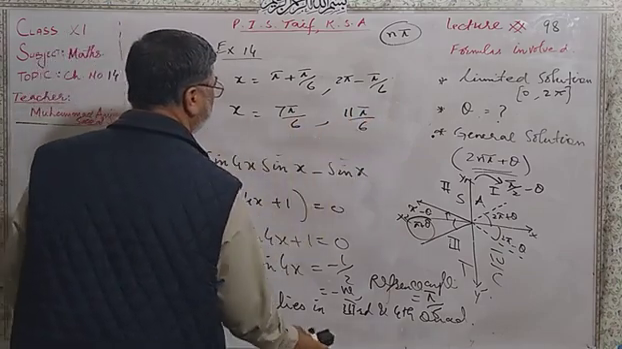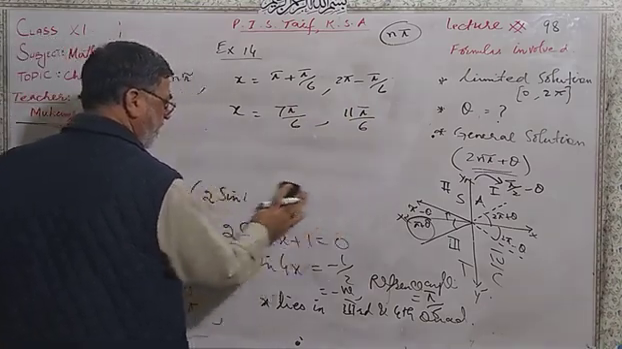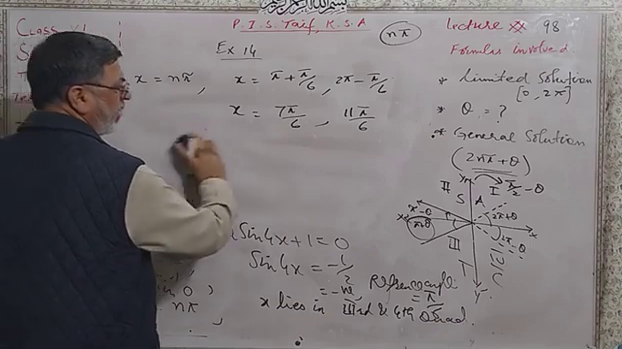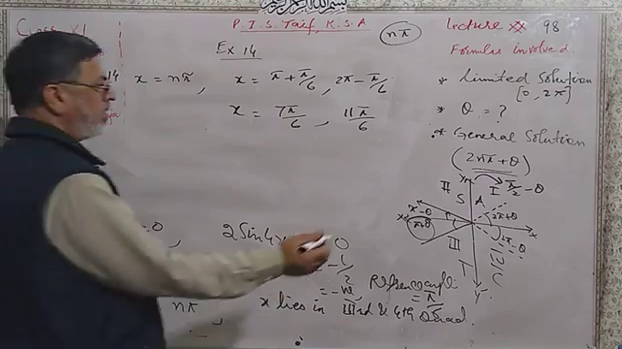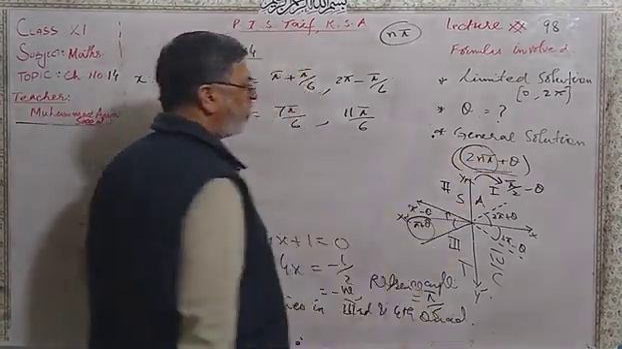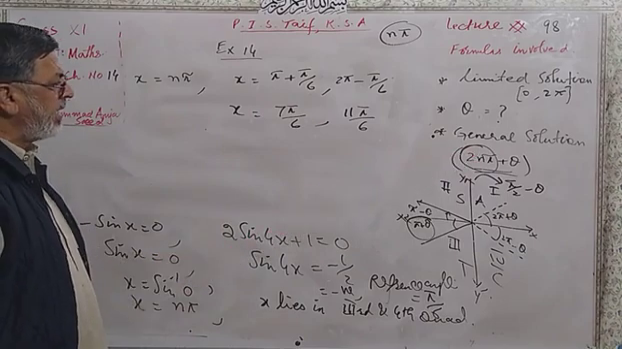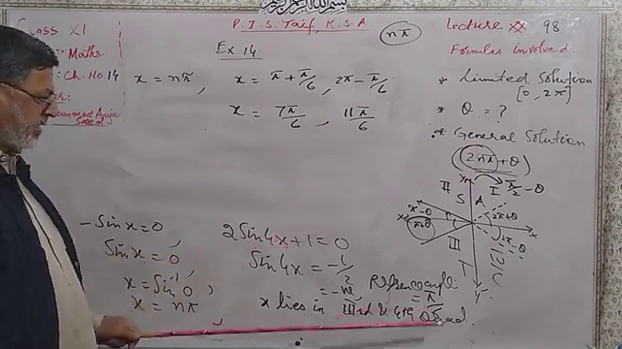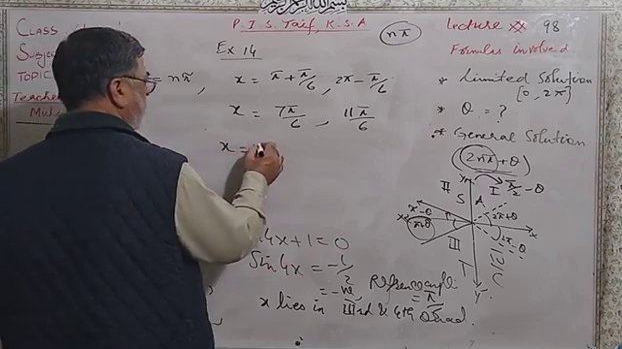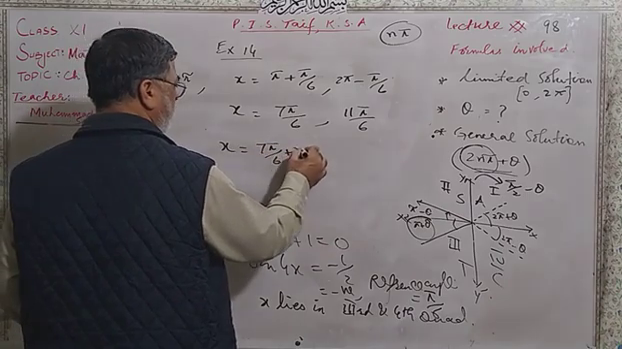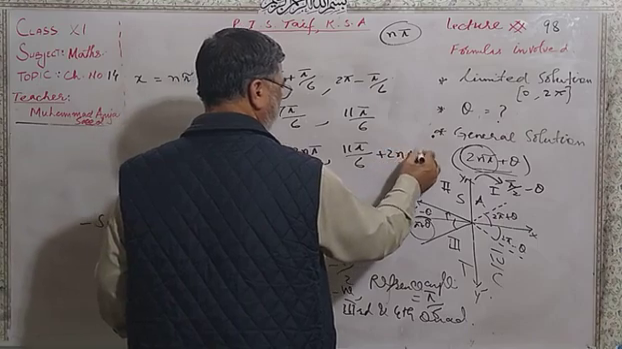Dear students, you know that in case of a general equation or general solution, for the sine function the term added will be 2n pi, because the function will be 0 at that place. So you can have x is equal to 7 pi by 6 plus 2n pi, 11 pi by 6 plus 2n pi.